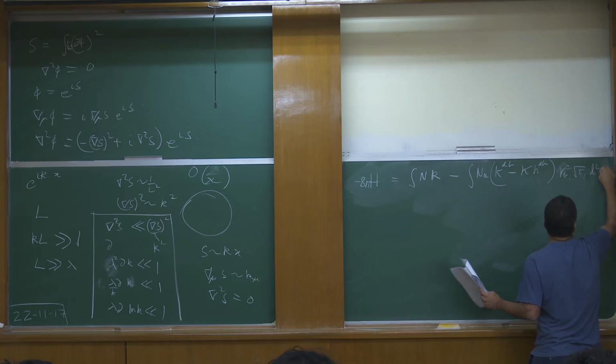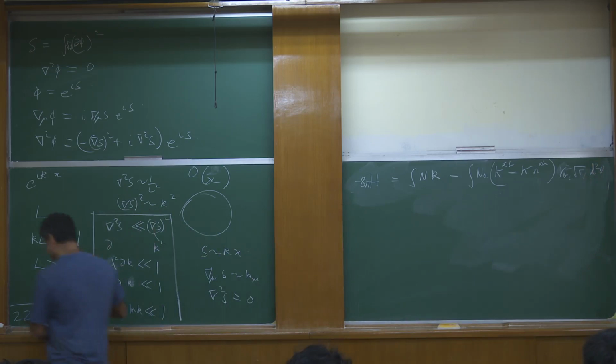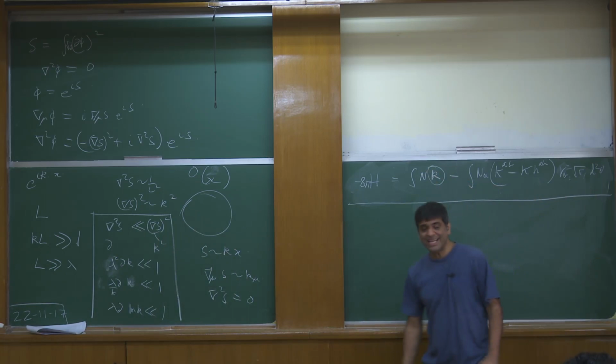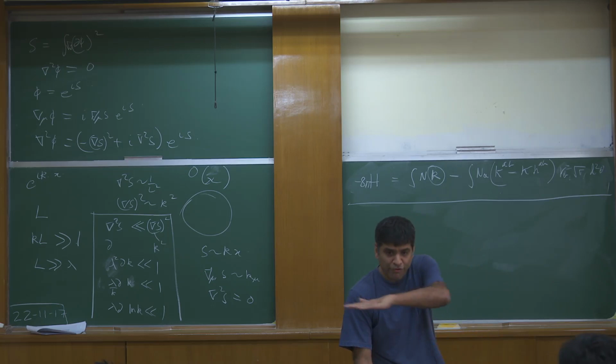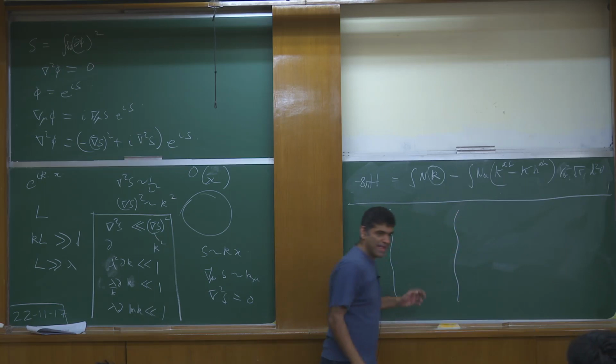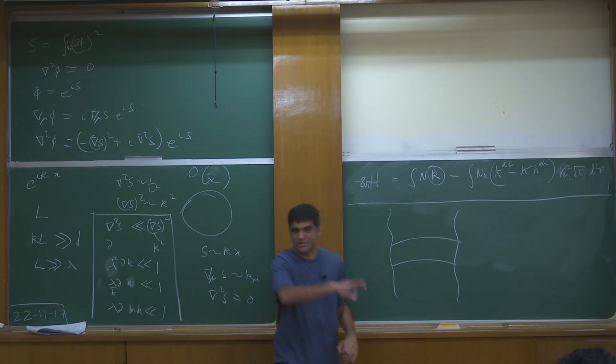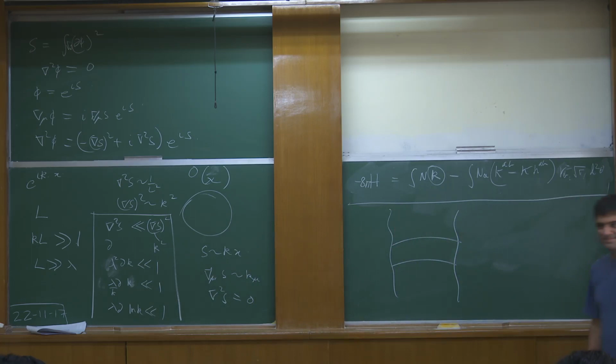Let me remind you what all this means. This we derived in class. K was the trace of the extrinsic curvature of, you remember what we had? We have the space-time with a boundary at infinity. It's a time-like boundary. And in this ADM formalism, we have these constant T slices. Everyone remembers this, right? With these constant T slices, there's a distinguished coordinate T. We started the ADM formalism by choosing a slicing of space-time.